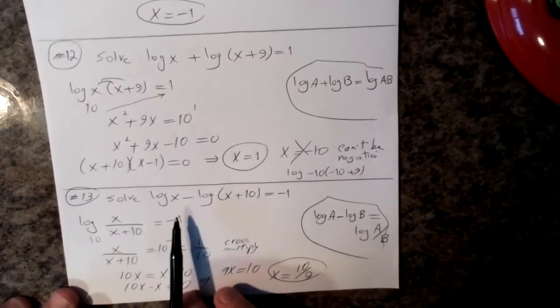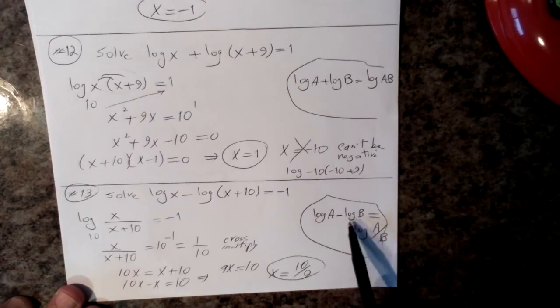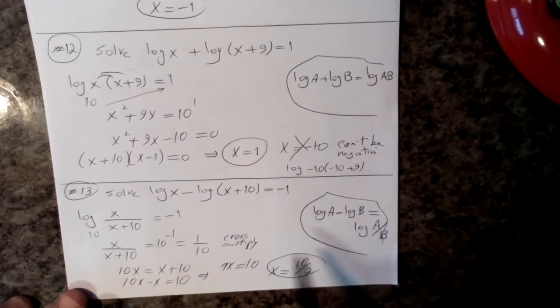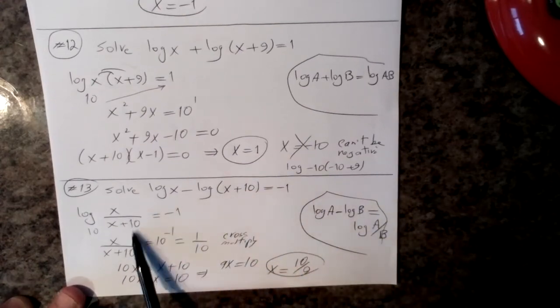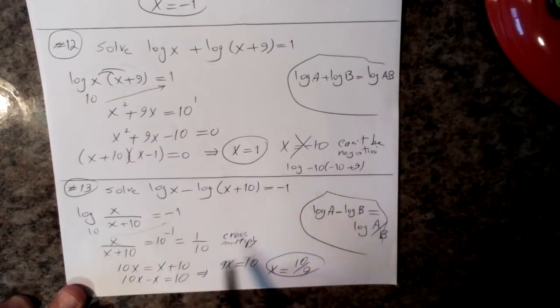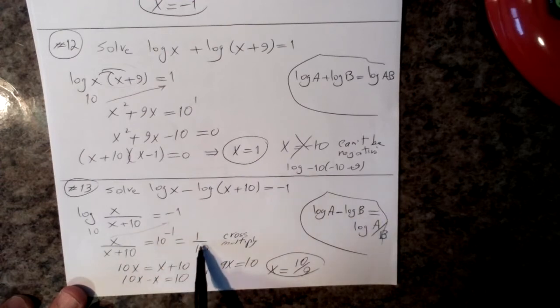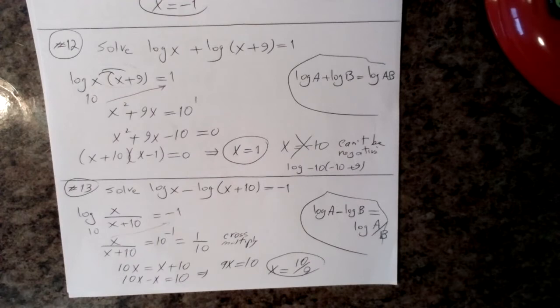What formula do we use for subtractions? Log of fractions. Log of subtraction is equal to log of fractions. So this would switch to fraction first. And then 10 to the power of -1, which is 1/10. You cross multiply. 1 times x plus 10, 10 times x. And then you solve.